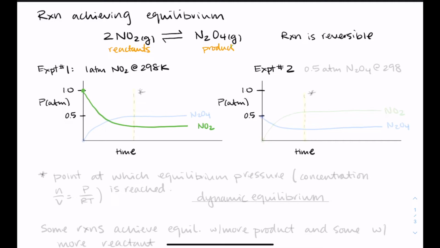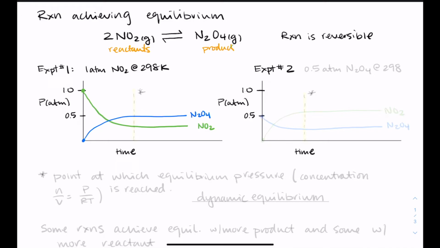And as my reaction proceeds, my pressure of NO2 goes down because it gets used up as I make product. My pressure of my product goes up from 0. And eventually, they reach a point at which their concentrations or their pressures don't change. So I've got this dashed yellow line with a star. This is the point at which my pressure of N2O4 and my pressure of NO2 are constant.